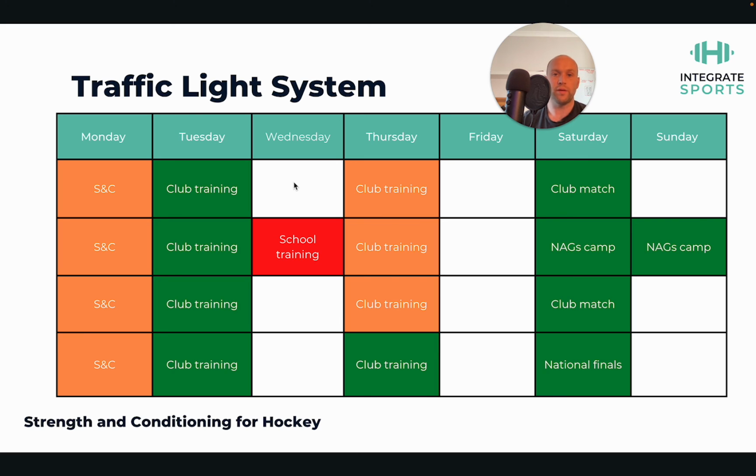So all you're going to do is write out all the sessions for the month, highlight the key ones in green, the modifiable ones in orange, and the non-essential ones in red, which are the first ones to go if they conflict with the priority.